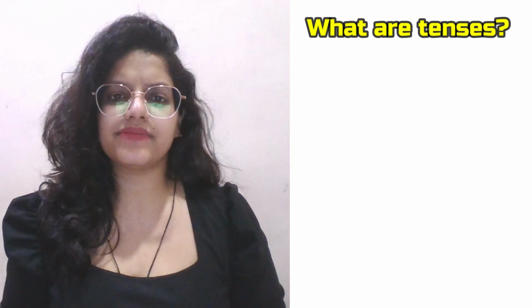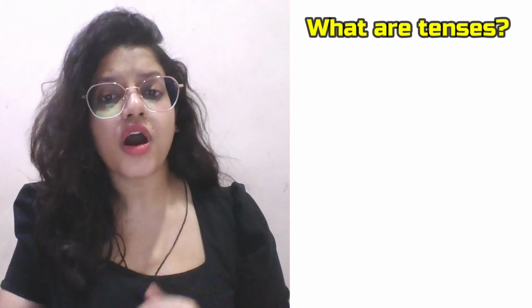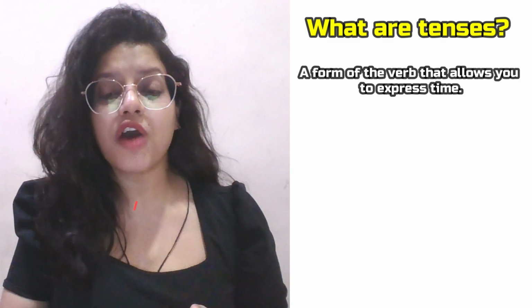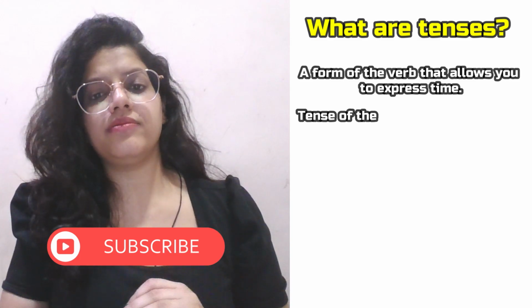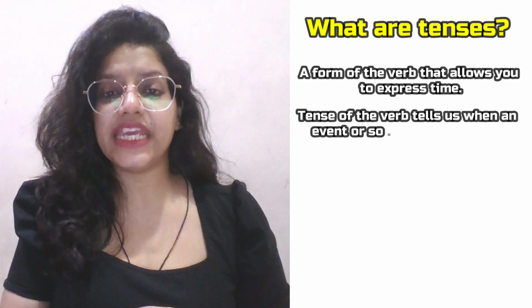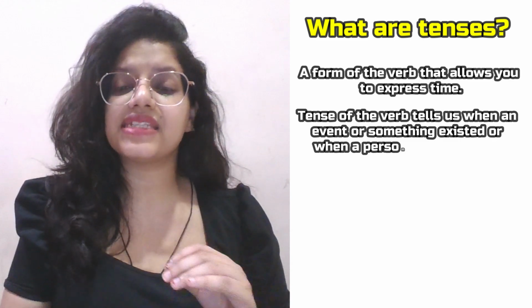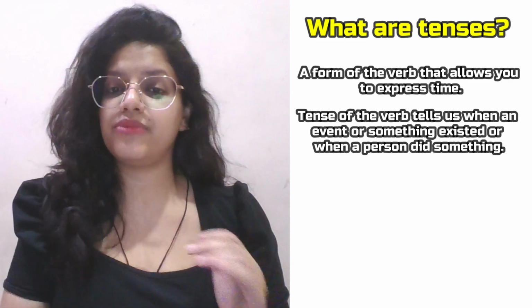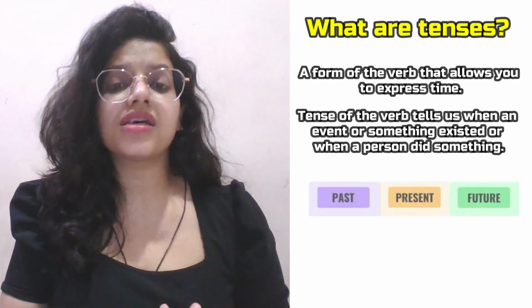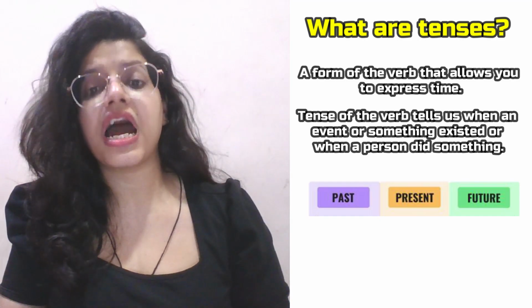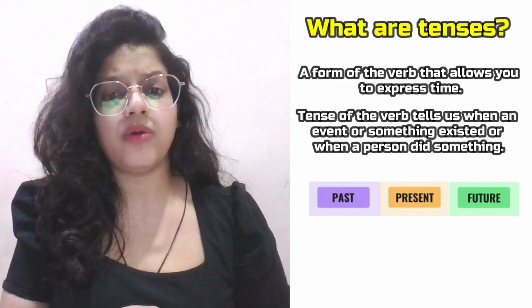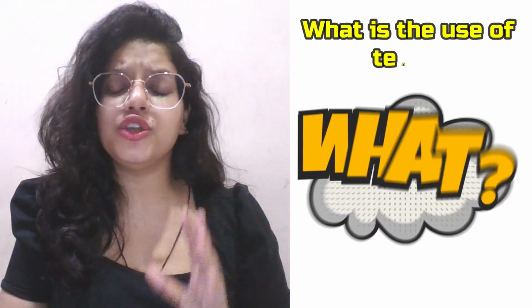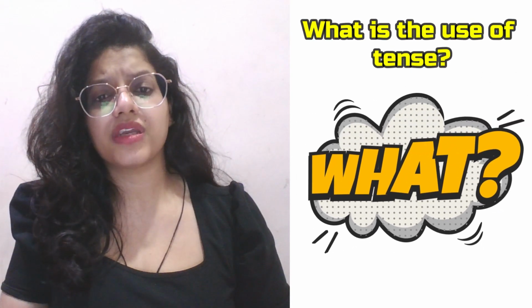What are tenses? A tense is a form of the verb that allows you to express time. The tense of the verb tells us when an event or something existed or when a person did something. Past, present, and future are the three main types of tenses. Now, what is the use of these tenses?